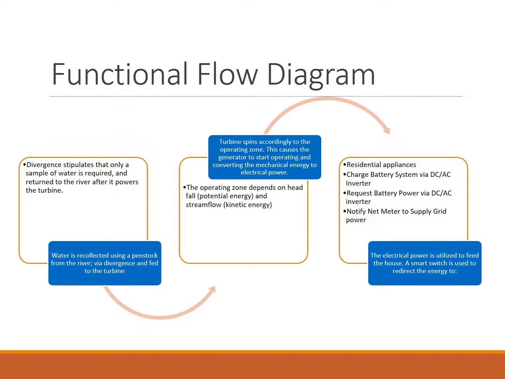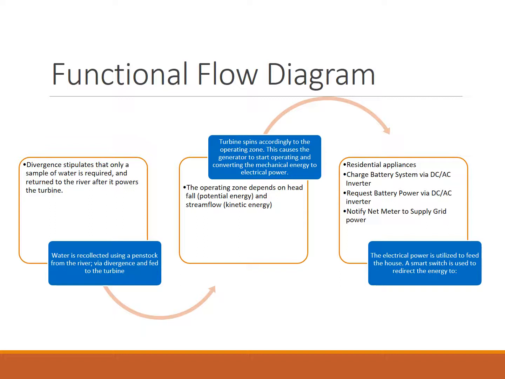So first thing, your water is being recollected using a penstock from the river. We apply the diversion method, which basically means that you're obtaining a sample of water and then you return it to the river. So the actual net change of water is zero in the long run. You're not taking water away from the river, you're just using it, you're borrowing it so it can go into the turbine and then it returns to the river itself.